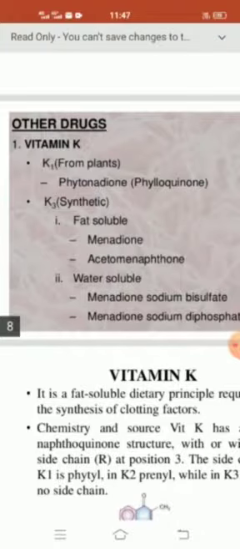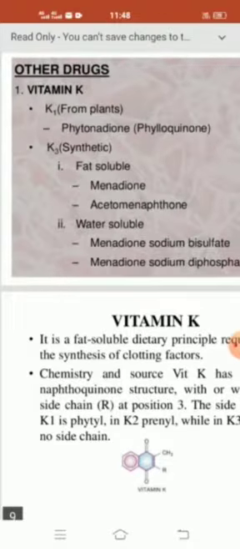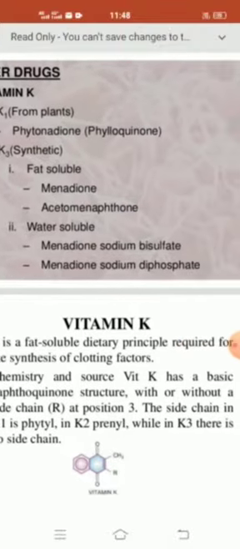Vitamin K is also obtained from the plants. They are known as phytonadione or phylloquinone. That is K1, vitamin K1. Vitamin K3 is synthetic. Vitamin K is a fat soluble vitamin. The fat soluble vitamin K3 is menadione, acetomenaphthone. Then the water soluble are menadione sodium bisulfite and menadione sodium diphosphate.